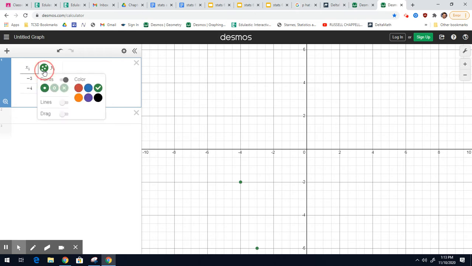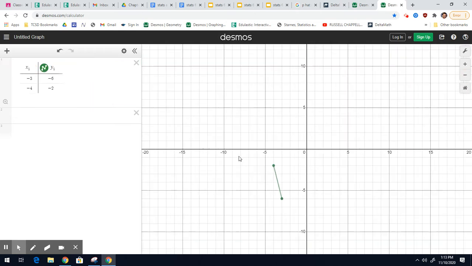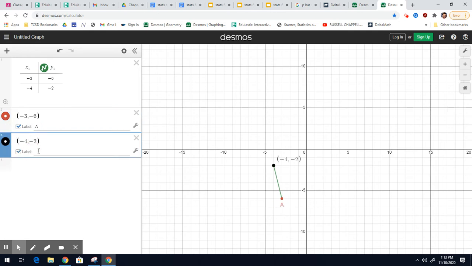Okay, hover over it, connect them with lines. Again, zoom out. So negative 3, negative 6, that's going to be A. And negative 4, negative 2, let's call it M for midpoint, right? So we want to find B, which is going to be our A prime on the other side of M. So we're going to use slope. Let's count it together from A to M. We're going to go up 1, 2, 3, 4, up 4, and left 1. So let's go up 1, 2, 3, 4, and left 1.